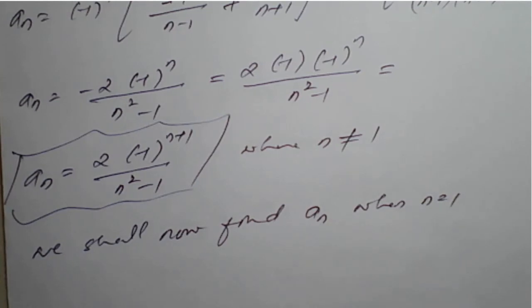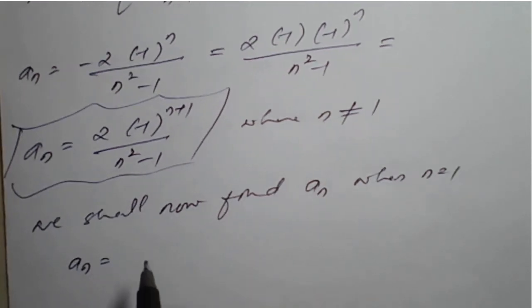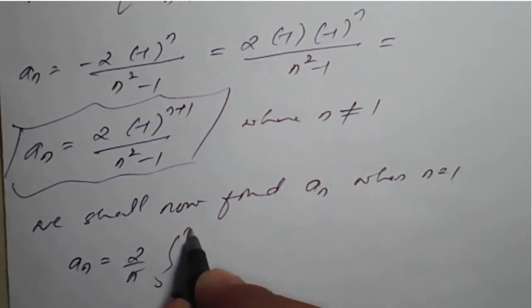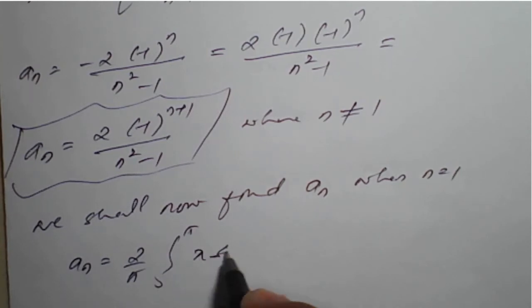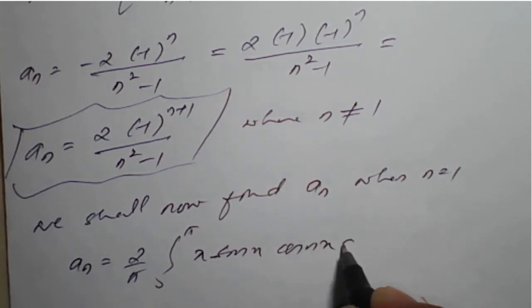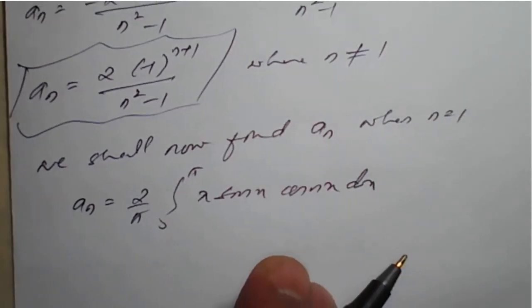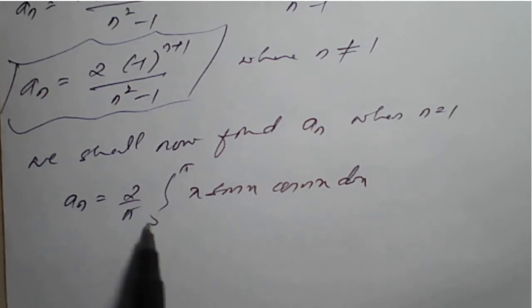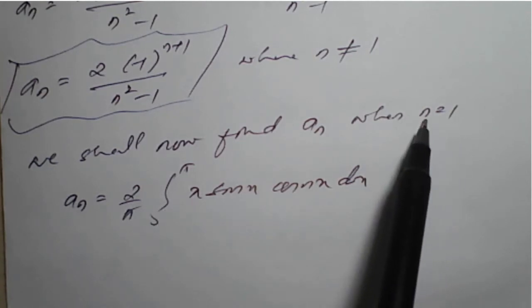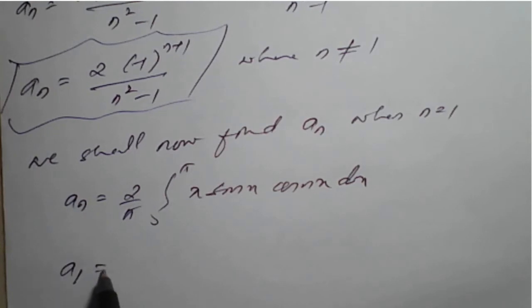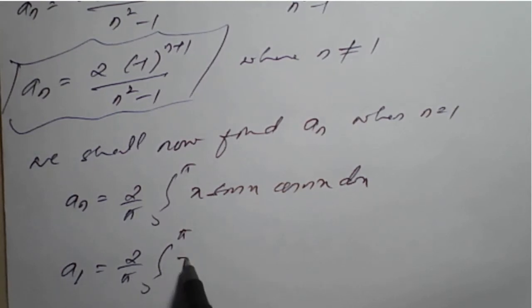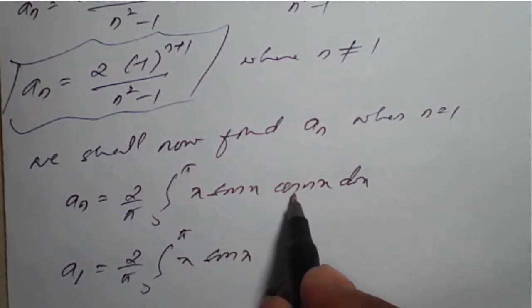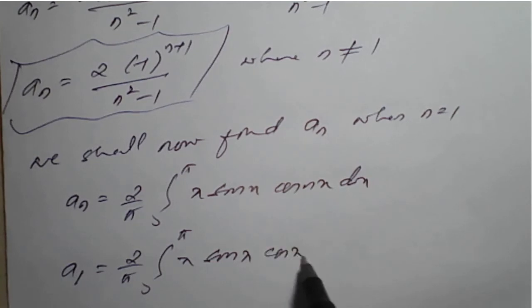So we'll go back to our an formula. That is, an is nothing but, we know that it is 2 upon pi, integral from 0 to pi of x sine x into cos of nx dx. This is our an formula. Here, if you apply the value n is equal to 1, you cannot apply in this result; you need to go to the actual formula of an. So if you apply n is equal to 1, we'll get the value of a1. N will be 1, which means a1 is 2 upon pi, integral from 0 to pi of x into sine x into cos of 1x, meaning cos of x dx.